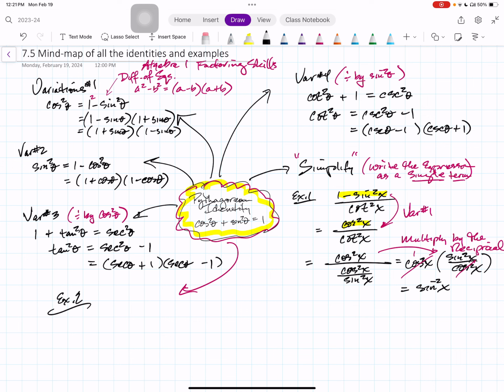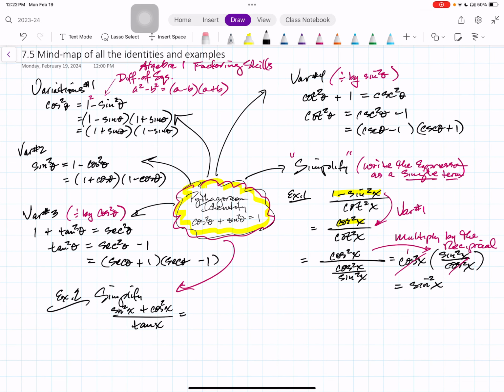Okay, here's another one. Simplify this expression here: sine squared x plus cosine squared x, divided by tangent x. What is this equal to? Now, what I suggest you do, if you're watching this video, is go ahead and pause the video and give it a shot. All right, pause it.